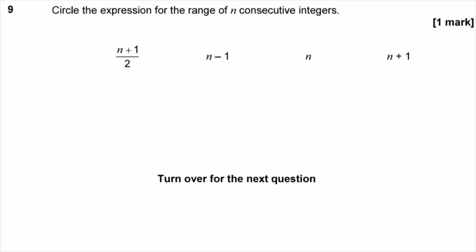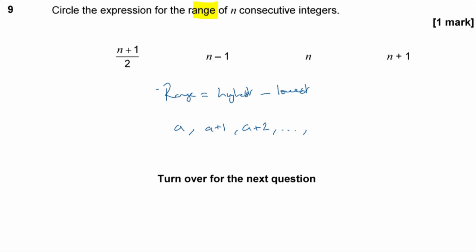Question 9. Circle the expression for the range of n consecutive numbers. Okay, so first off, what does range mean? Range means highest minus lowest, doesn't it? So range equals highest value minus the lowest value. Okay, now let's consider our n consecutive numbers. Now we don't know what the first number is, so let's call it a. Now my next number is going to be 1 more than that because these numbers are consecutive, so I'm going to have a plus 1. Then I'm going to have a plus 2, and then so on.